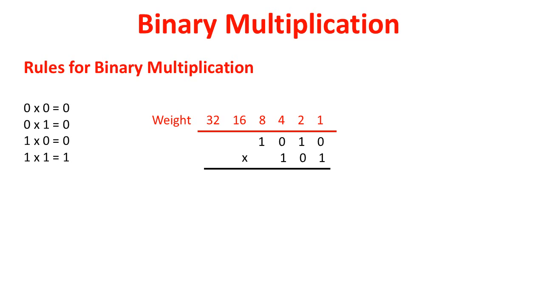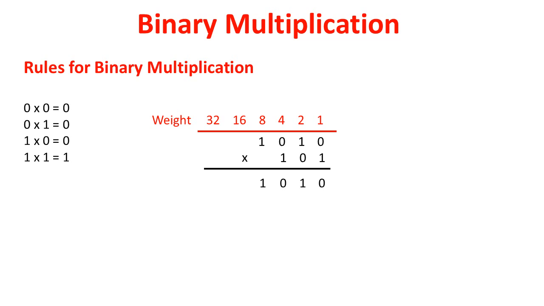So here we are going to multiply 1010 with 101. It is very easy, as we have discussed, first we have to multiply the rightmost digit, that is 1, with the uppermost number, that is 1010. So we have to multiply 1 into 1010. We know that whenever we multiply 1 with any number, we just have to write the number. Observe, 1010.